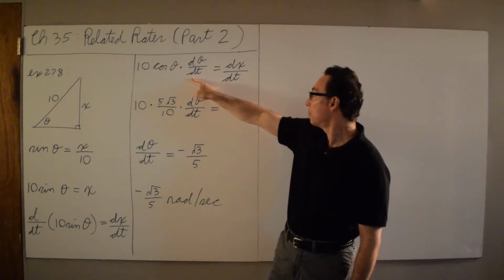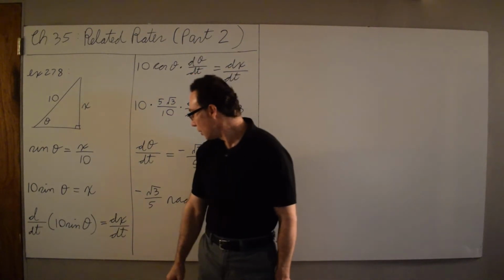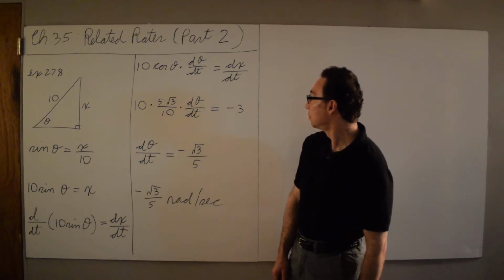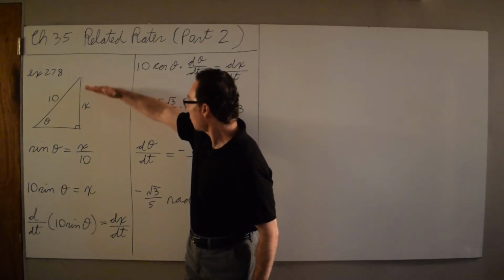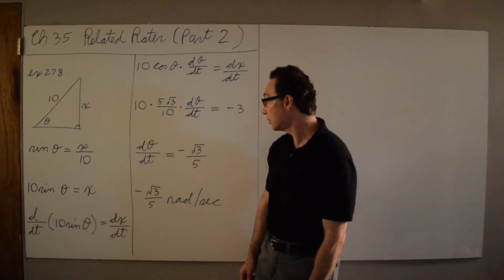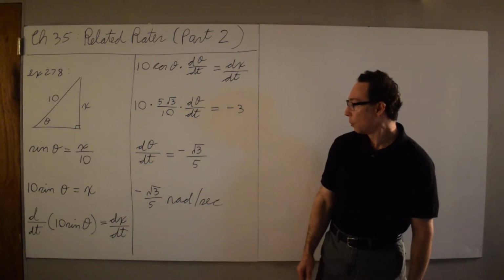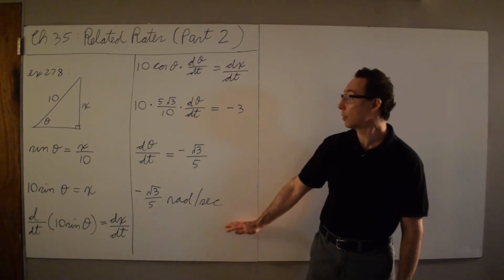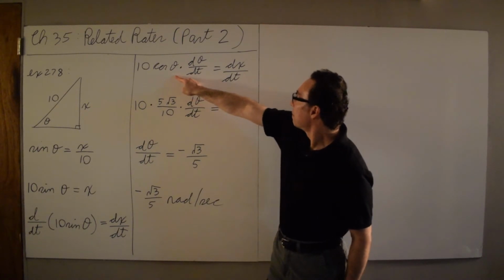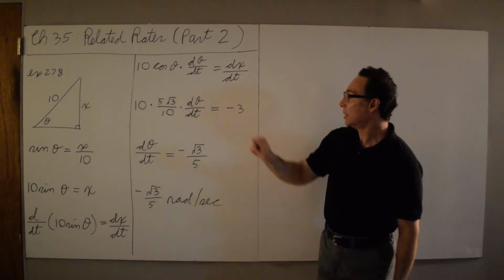Theta is a function of time. Theta depends on time. We're taking the derivative with respect to our time variable. Even though we don't actually have theta explicitly defined in terms of time, it is a function of time. Same thing with x. x is a function of time. What x is depends on how much time has passed. What theta is depends on how much time has passed. We just don't have x and theta explicitly defined in terms of time. We have them implicitly defined in terms of each other. So we have 10 cosine theta times d theta dt is dx dt.